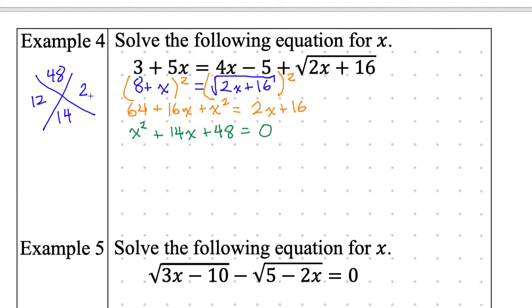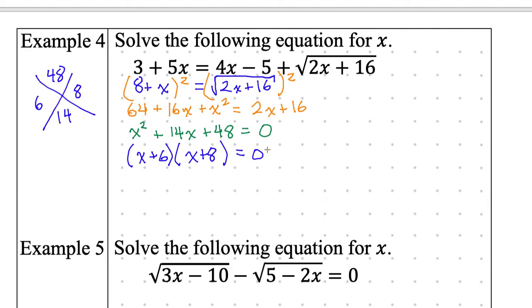Oh, that doesn't make 48, does it? That's 24. You still get your 50 XP for participating. It's just not quite right. Anyone else? Fiona? 6 and 8. 6 times 8, ah, that's 48, and that adds up to 14. Perfect. All right, so that's going to be x plus 6 and x plus 8 is equal to 0.